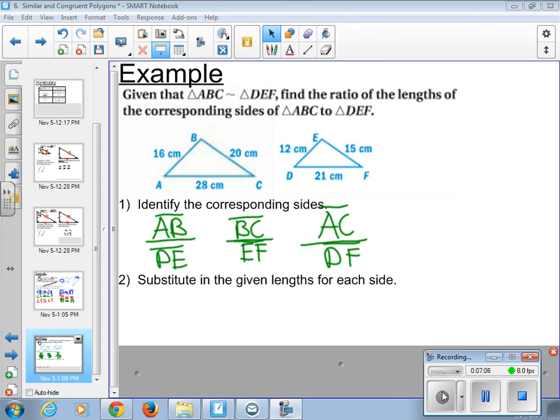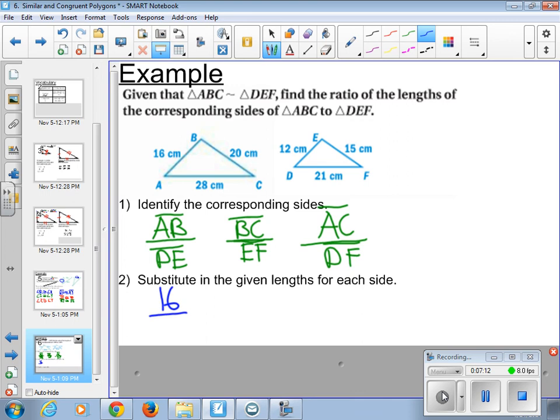Next, we will substitute the given values. AB is 16, DE is 12. BC is 20, and EF is 15. AC is 28, and DF is 21.